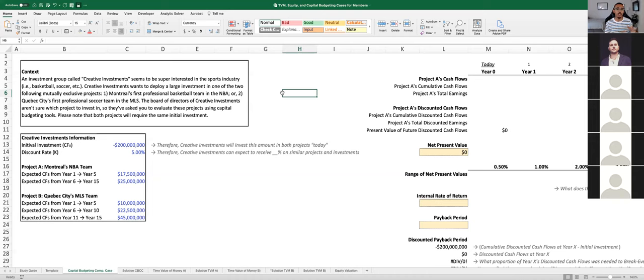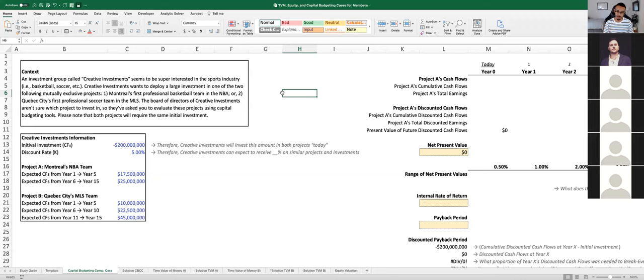The first one being Montreal's first professional basketball team in the NBA, all right? We could call it the Montreal Buccaneers, I don't know. And then number two, the other project, would be Quebec City's first professional soccer team in the MLS. All right, so Creative Investments has two projects that they're struggling to choose from. And because of that, the board of directors of Creative Investments are asking you to evaluate these two projects using popular capital budgeting tools.